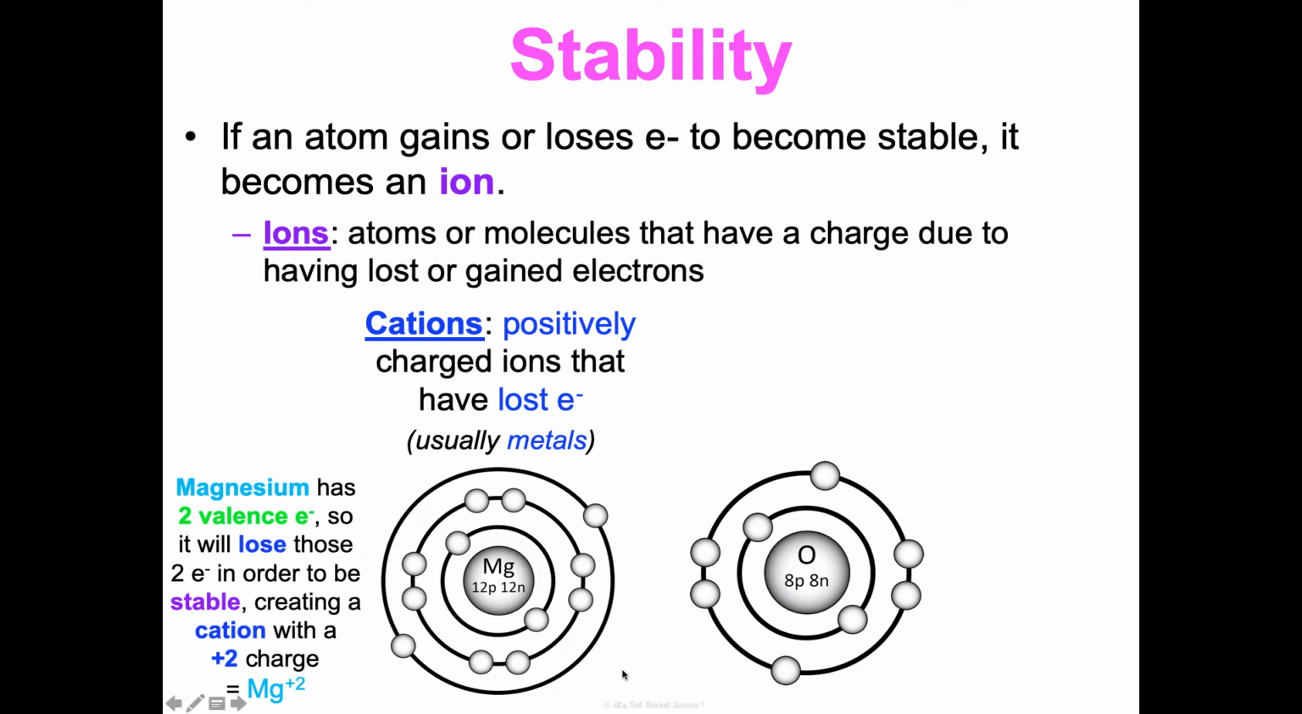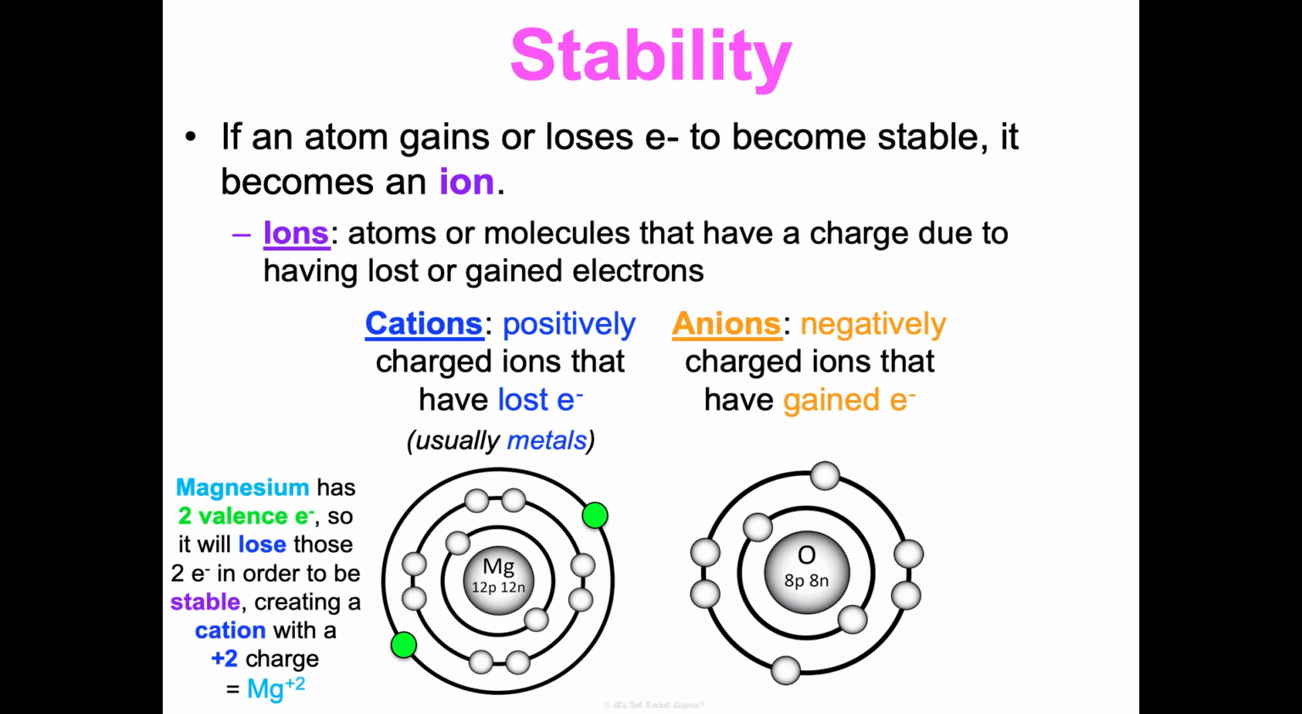So let's look at magnesium as an example. It is in group 2. It has 2 valence electrons. So instead of trying to gain 6 to hit that octet rule and be stable, it's just going to lose these 2 to be stable. And that's going to make it a cation with a positive 2 charge because it now has 2 less electrons than it does protons. So we would write it as a cation as Mg with a plus 2 charge when it forms that cation.